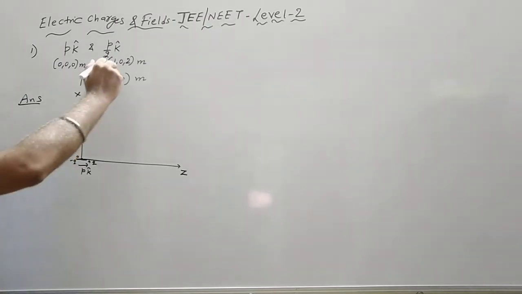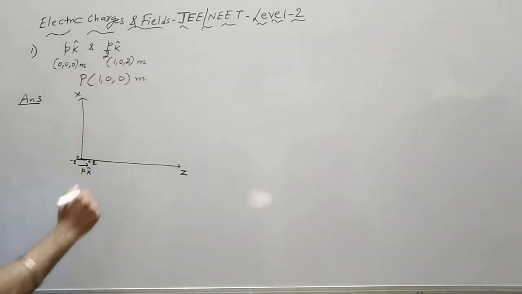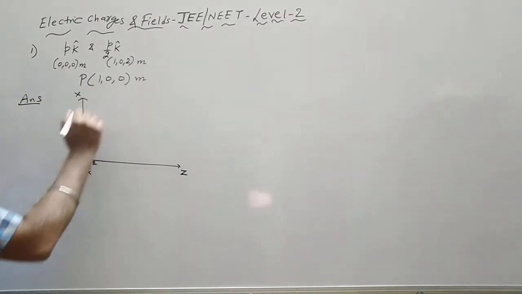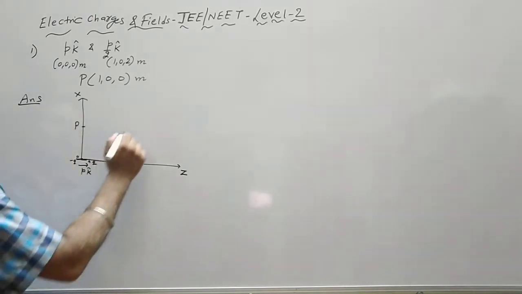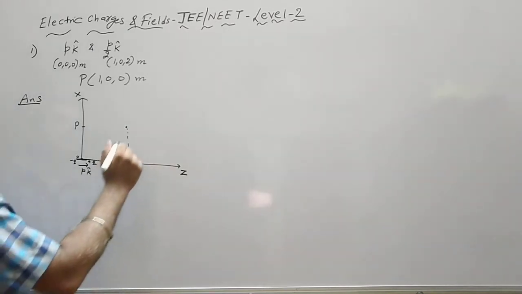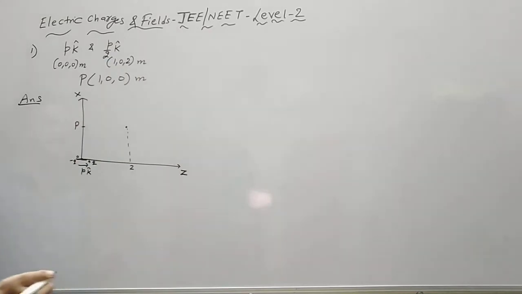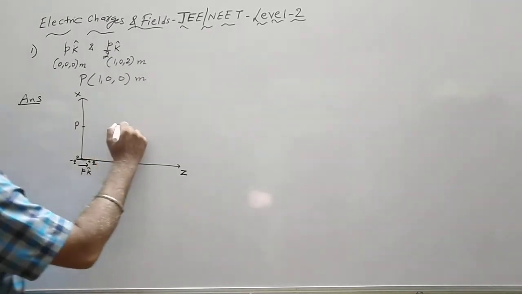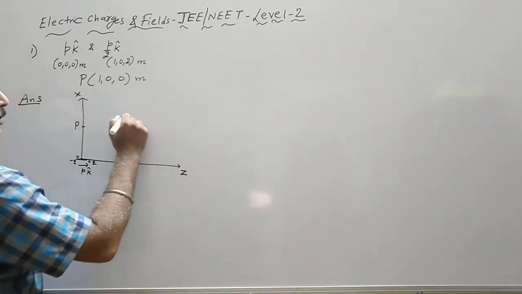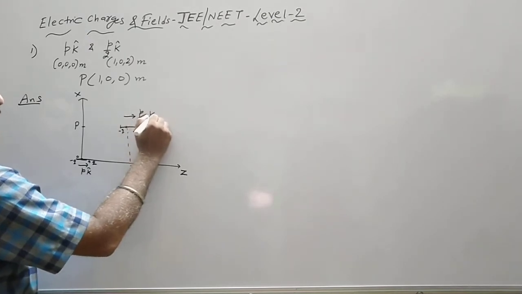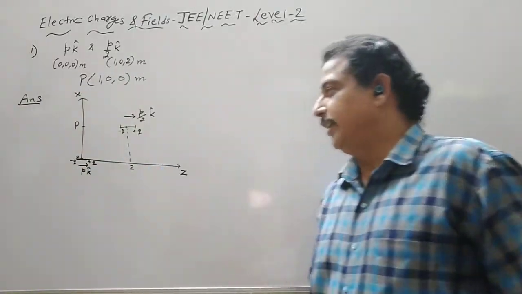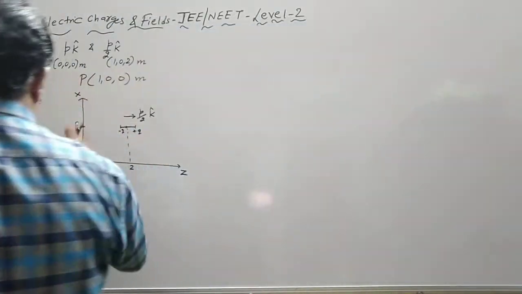The other dipole is at the point 1, 0, 2. So this is our point P. Let this be the second dipole. Here the dipole moment is again along the z axis, so we draw it by a small distance, minus q, plus q. The dipole moment of this is P by 2 k cap. So we have two dipoles, and now we have to find the resultant electric field intensity at this point.